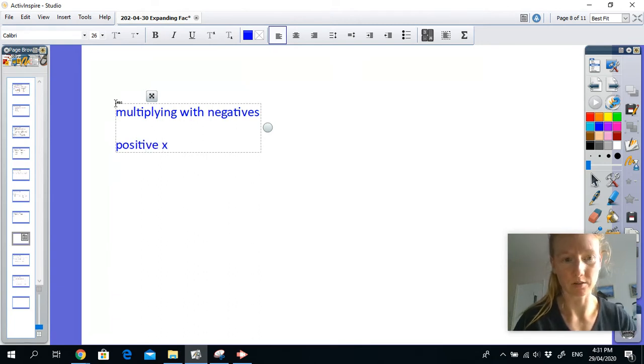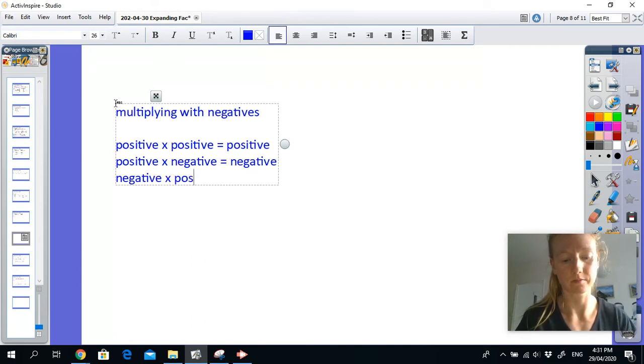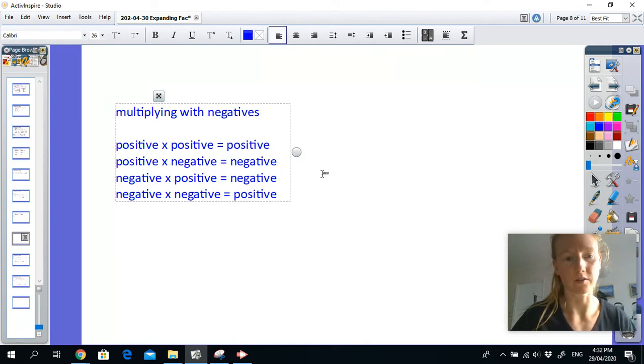So when we're multiplying with negatives, let's write it out. Positive multiplied by a positive, obviously that's the one we know. That's just normal multiplication, that's going to give us a positive. But if we have a positive and a negative multiplied together, we're going to get a negative answer. Same if they're the other way around. That's just one negative, one positive. And then the other option is negative times negative, which is also going to give us a positive.